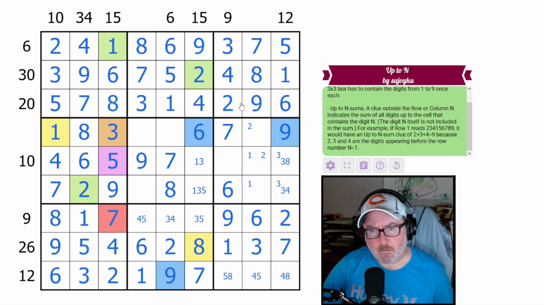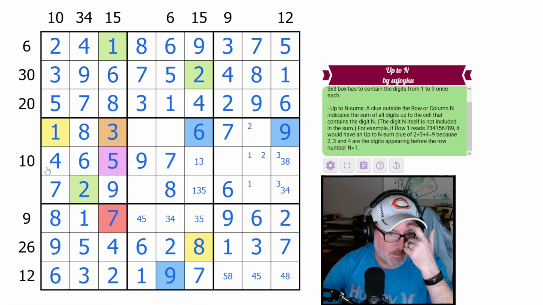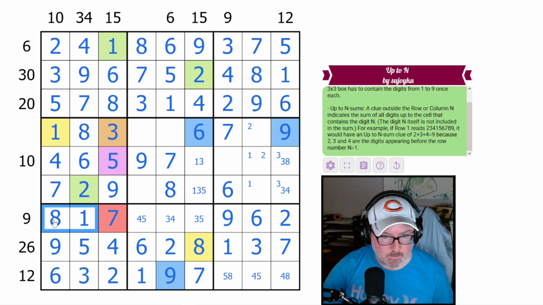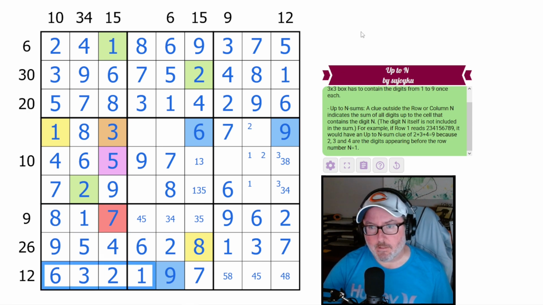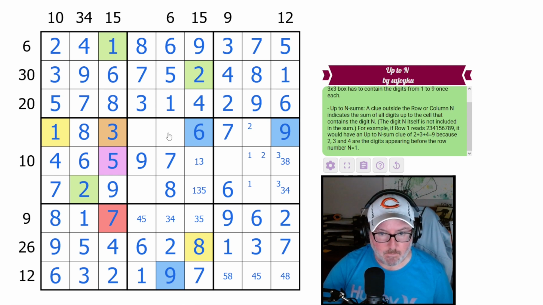Is that accurate? 9, 13, 15. Yeah, okay. I was just making sure the math worked out. The 20 does appear to be done. The 3 stops it, so 5, 7, 8, yes. The 10 is done. The 9 is done. The 26 is done. And the 12, yes. So everything is done clue-wise. So we just got to get through our Sudoku, and that's all we have left over.